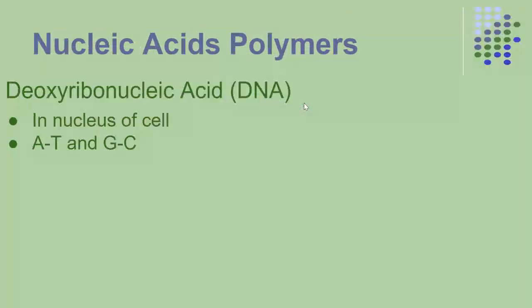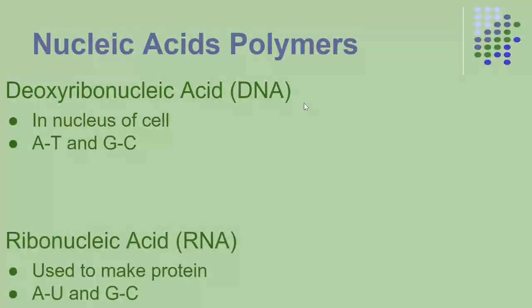Now, those monomers get together to form these really big and super important polymers called DNA and RNA. DNA, or deoxyribonucleic acid, is in your nucleus, and like I said, A goes with T and G goes with C there. Your RNA, or ribonucleic acid, is used to make your proteins, and in RNA there's no thymine, there's no T. So in RNA, A goes with U and G goes with C. We'll talk about those two topics a little more later on in the year.